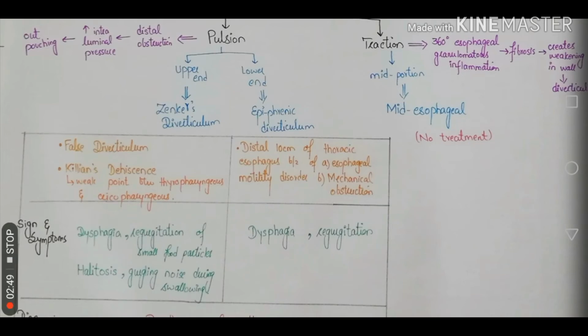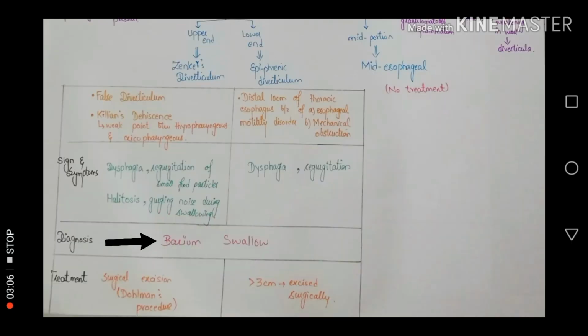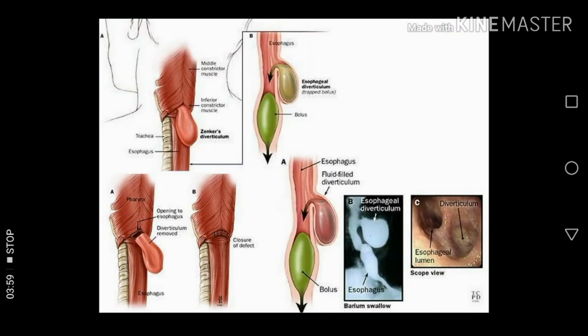On the other hand, epiphrenic diverticulum will also present with dysphagia and regurgitation. So how will we differentiate? There is only one investigation, that is barium swallow. Now barium swallow will help us differentiate between Zenker's diverticulum and epiphrenic diverticulum. In Zenker's diverticulum, surgical excision is done, and epiphrenic diverticulum is only excised if it is more than 3 cm.